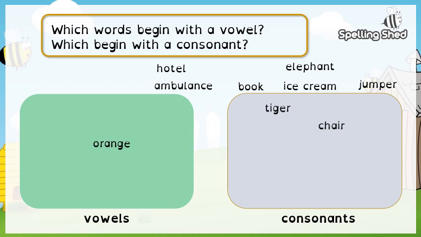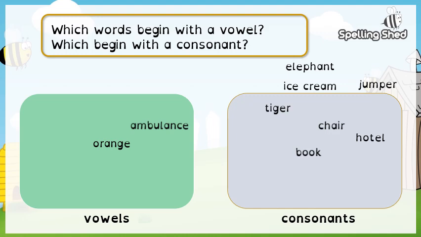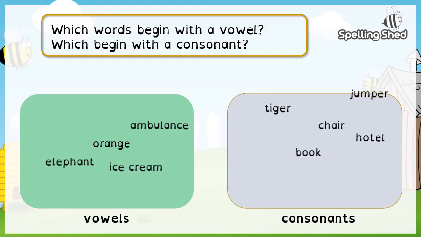Hotel. Another consonant. Ambulance, that's one of my vowels. Book, a consonant. Elephant, that starts with E. That is one of my vowels. Ice cream, starts with an I. That's another one of my vowels. Jumper, now that starts with a J. That's a consonant.